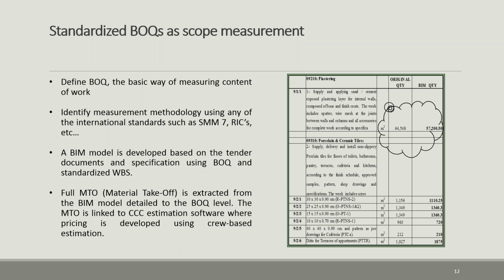So we calculate these quantities, and we use a standardized method of measurement, SMM7, RICS, if you are from Europe, standard. In America, it's not used a lot. But since you are working with 40 contractors, you need a standard so everybody follows it. So the model is developed based on the tender document and specification using BOQ and standardized WBS. So a full MTO is extracted, and the MTO is at the level of the object. So from the takeoff from the model, we know for each room all the quantities, all the work that you need to do to build that room.